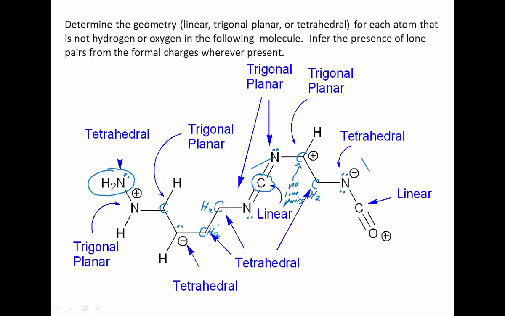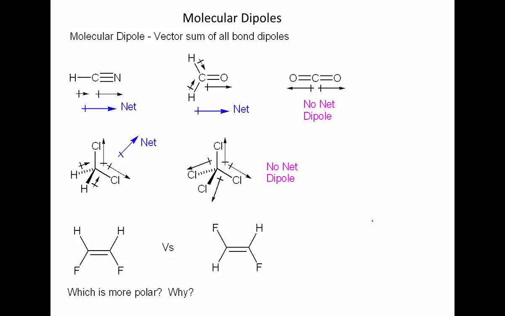Okay, alright, so let's look at one issue associated with molecular shape, and that is molecular dipole. Molecular dipole is the vector sum of all individual bond dipoles. So if we look at hydrogen cyanide, it features a minor contribution from the CH bond and a major electronegativity difference between carbon and nitrogen, pulling electron density toward nitrogen. We'd say that the two dipoles work together and the net is to the right.